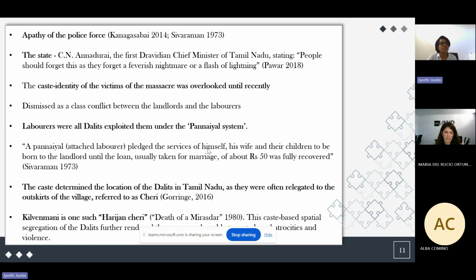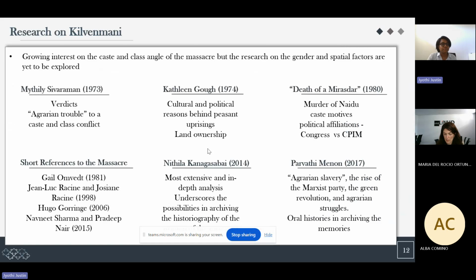And this is also researched in detail through the concept of Harijan Cheri. Cheris were the places where the Dalits were located, and Kilvenmani is actually a Cheri in which a group of Dalits were located, and because of their concentration in a particular place, it made it easier for the upper caste landlords to locate them and kill them.